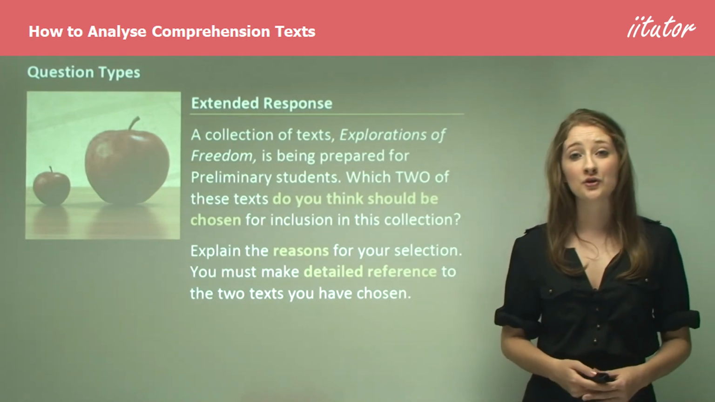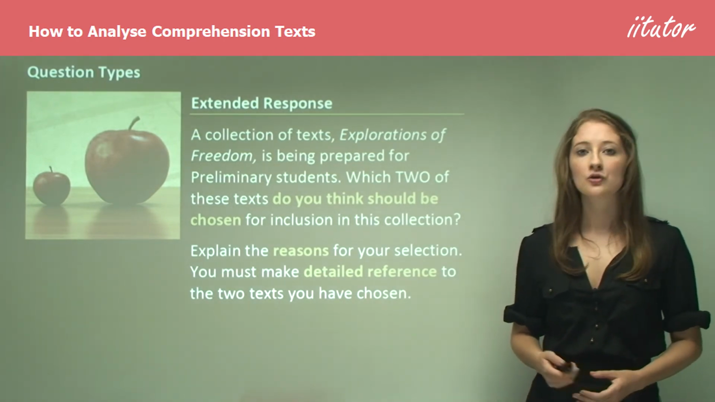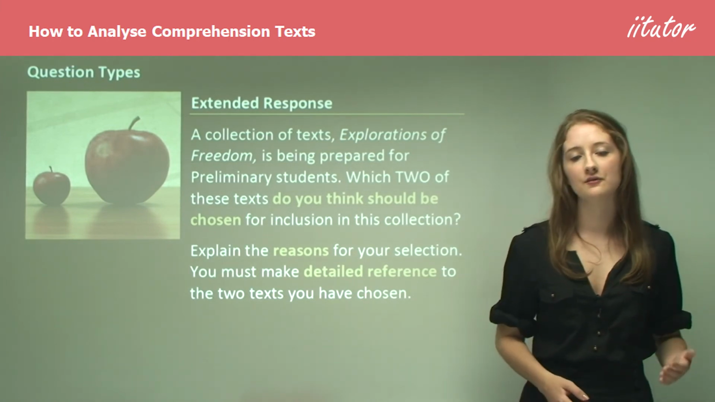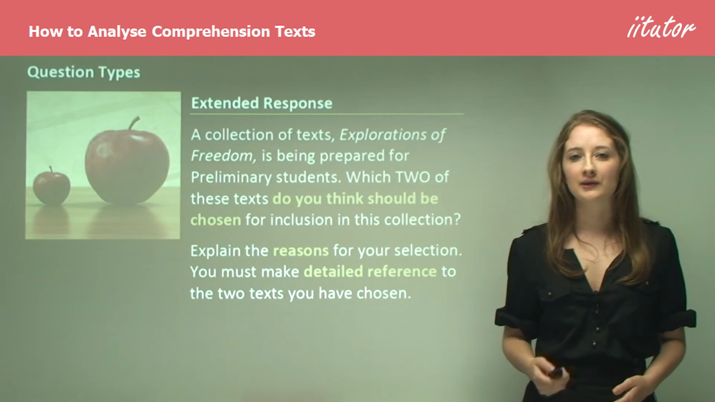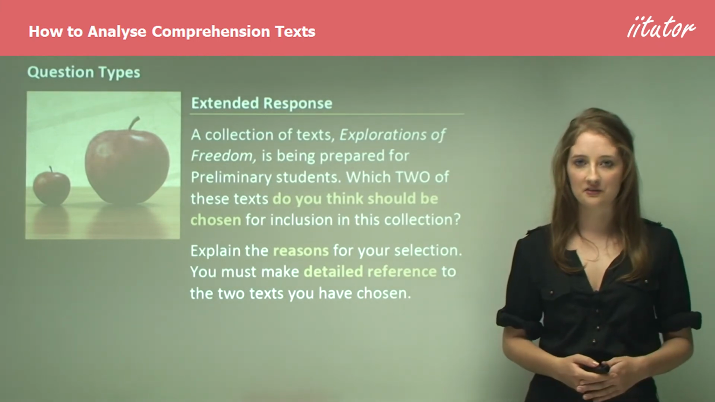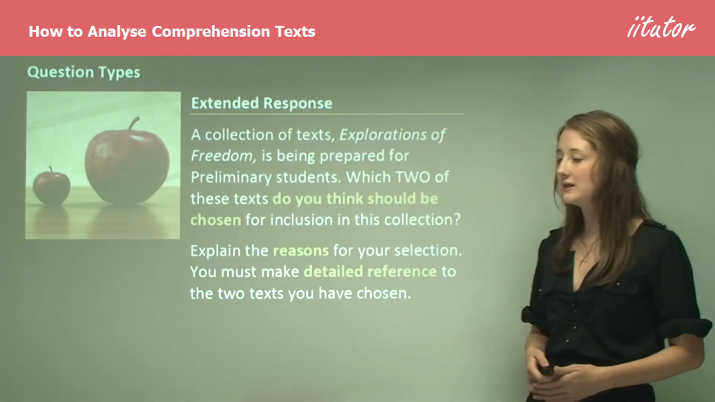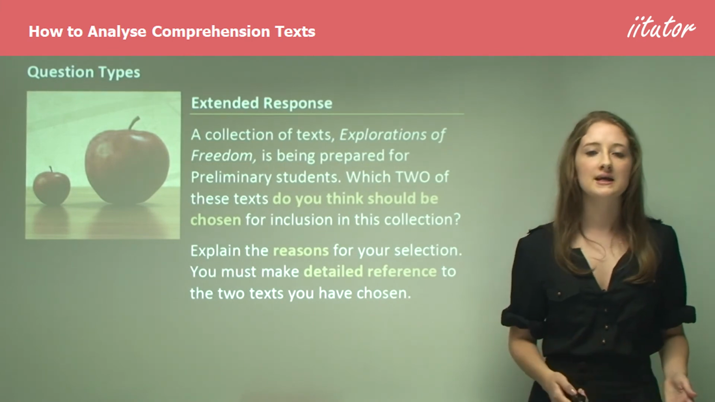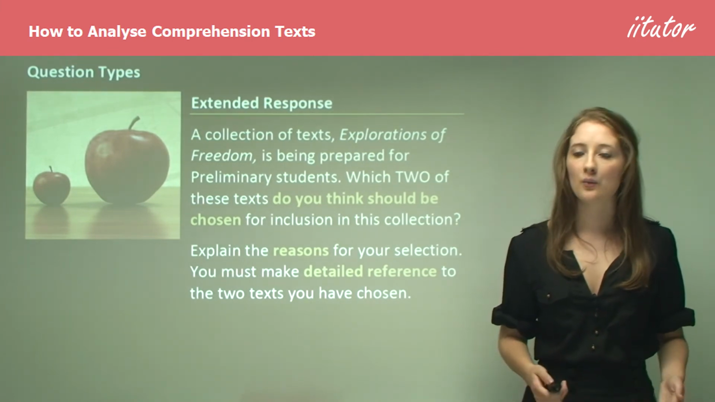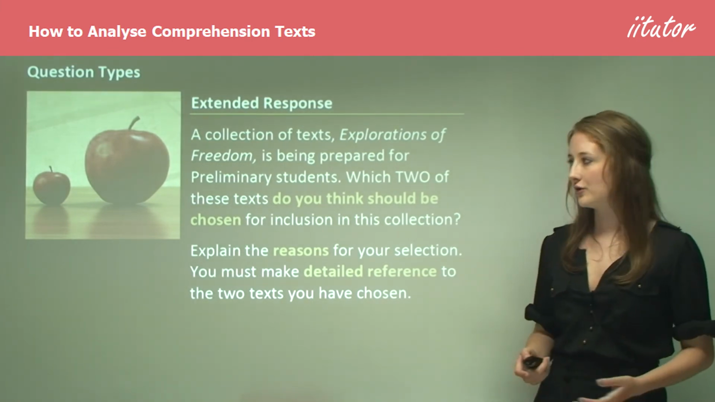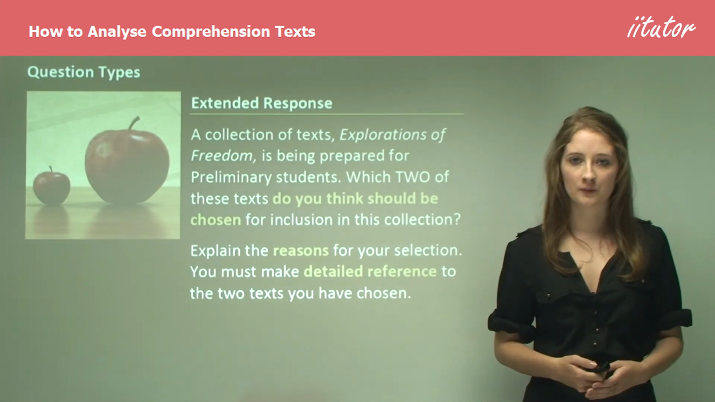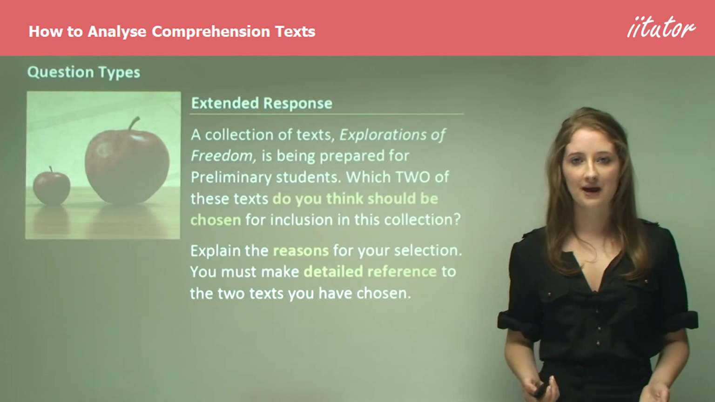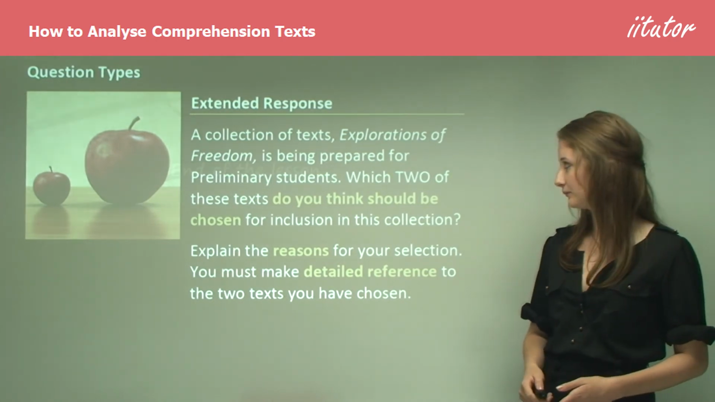It's really important that you use structure in this question, so use paragraphs to split up the different texts which you're talking about, and also ensure that you use linking sentences to bring the 2 texts together. It's also important in these type of questions that you make a specific judgment about what the question is asking. So for example, it's asking which texts you think are right for inclusion. So you really need to justify this in your response.